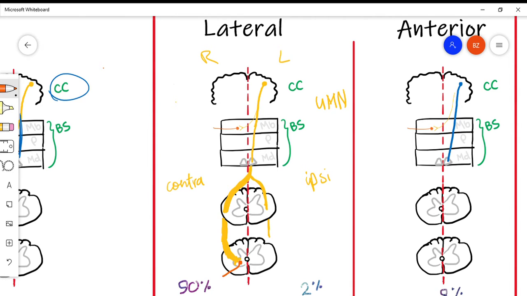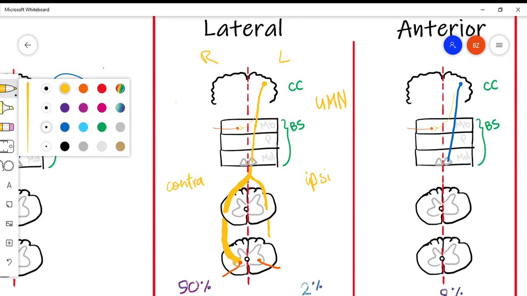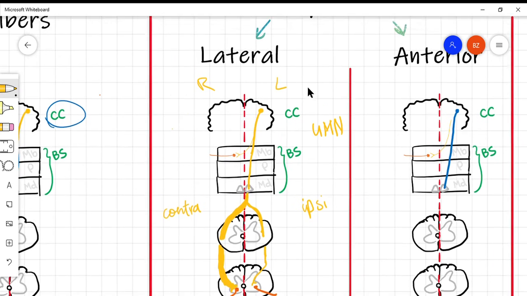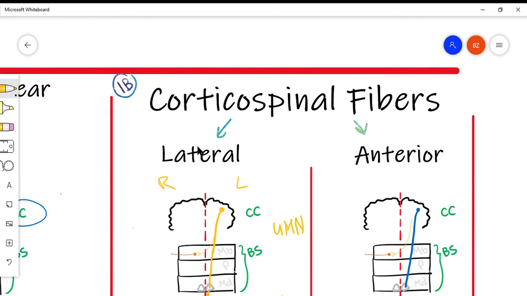So yep, the lateral corticospinal tract goes down laterally. Some of it, 2%, stays on the same side, 90% goes to the opposite side, and then they synapse with a nucleus that is found in the anterior horn of the gray matter. So yep, this is all about the lateral. So this is 90 and this is 2%. This gives 92% of the corticospinal fibers. So 92% are lateral. And now let's talk about the 8% that is found anteriorly.